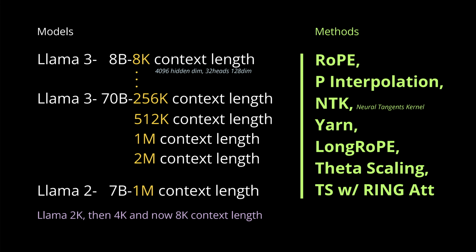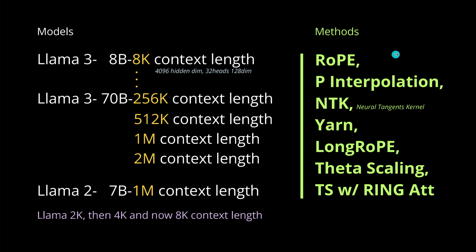Hello community, welcome to part 2 where we examine how is it possible that a Llama 3 model with an original 8K context length can have an extended context length up to 1 million token or 2 million token. Hey, who cares? Let's do this.